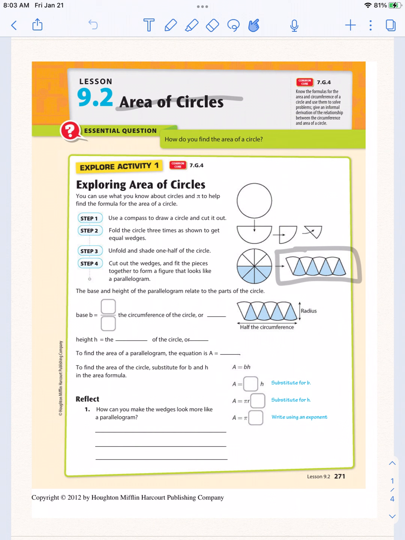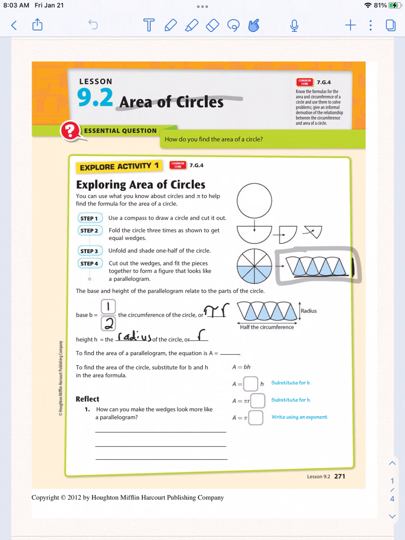Now the parts of a parallelogram relate to the parts of a circle. Notice the base, this distance here, is like half the circumference, or we know the circumference is pi d, so this would be pi r, because radius is half of the diameter. Now also notice the height, this distance here, is the same as the radius of a circle, or r.